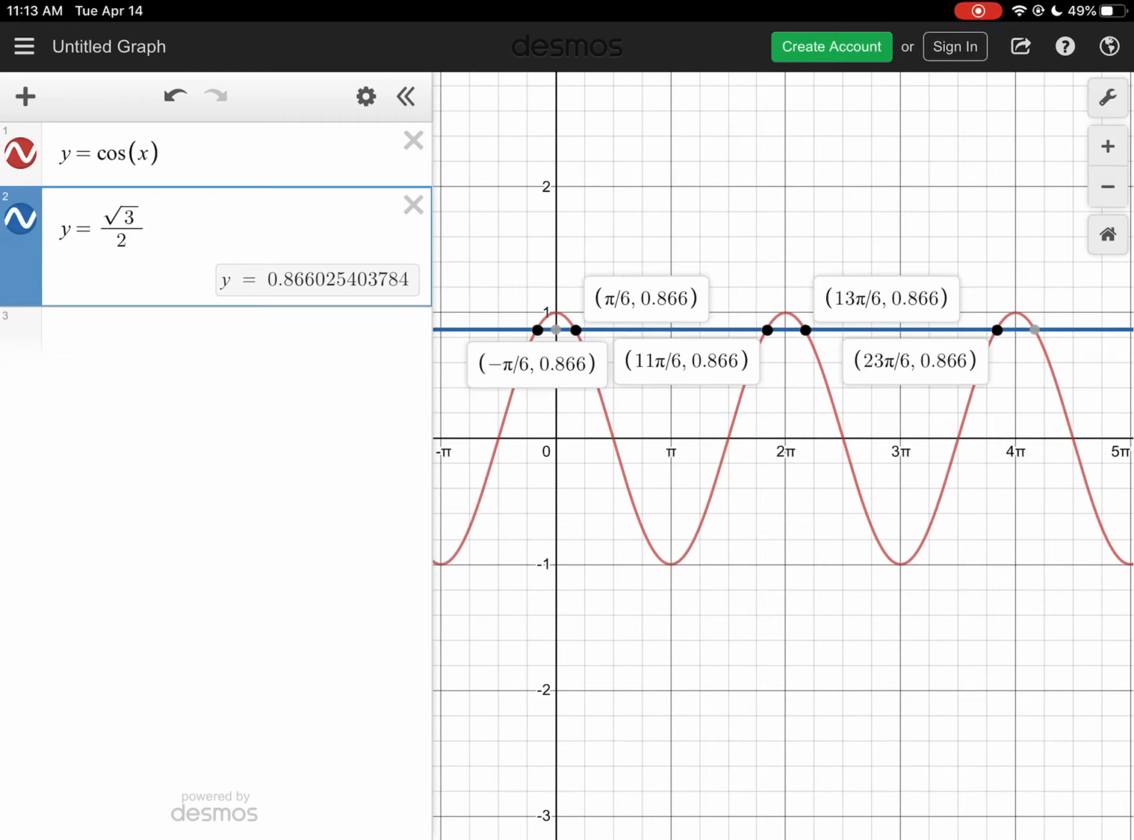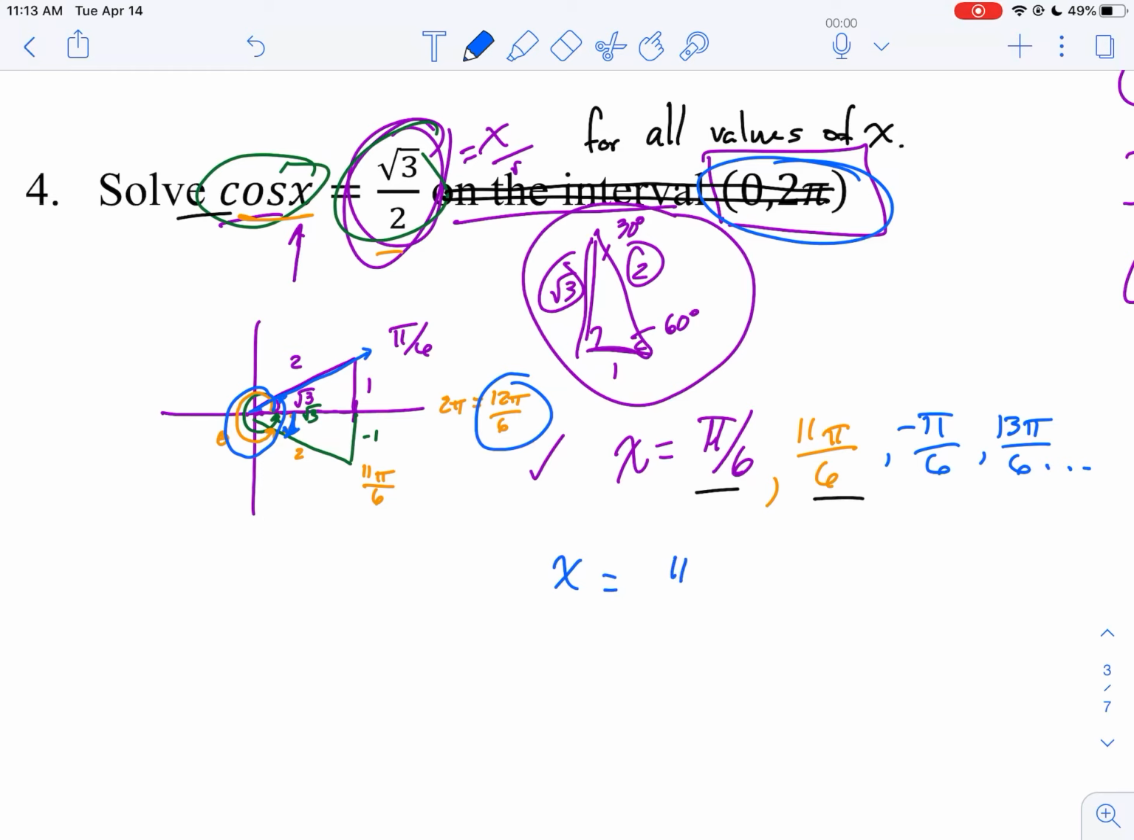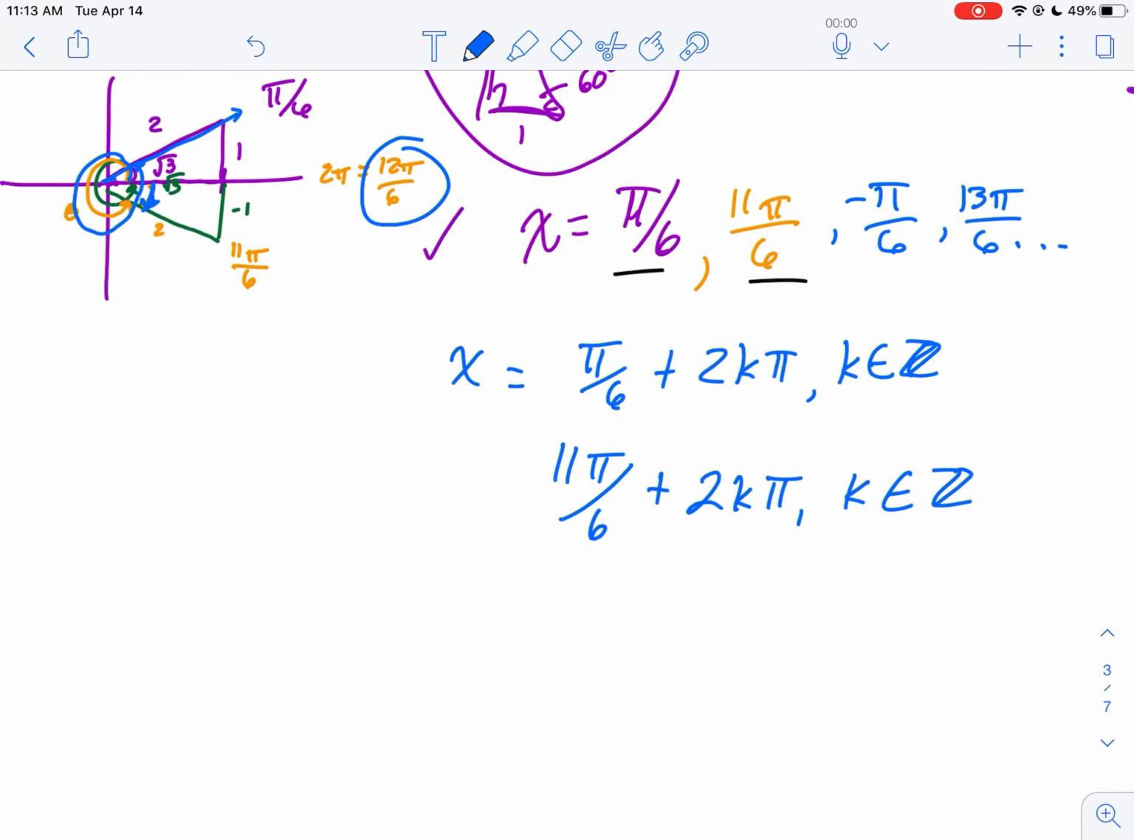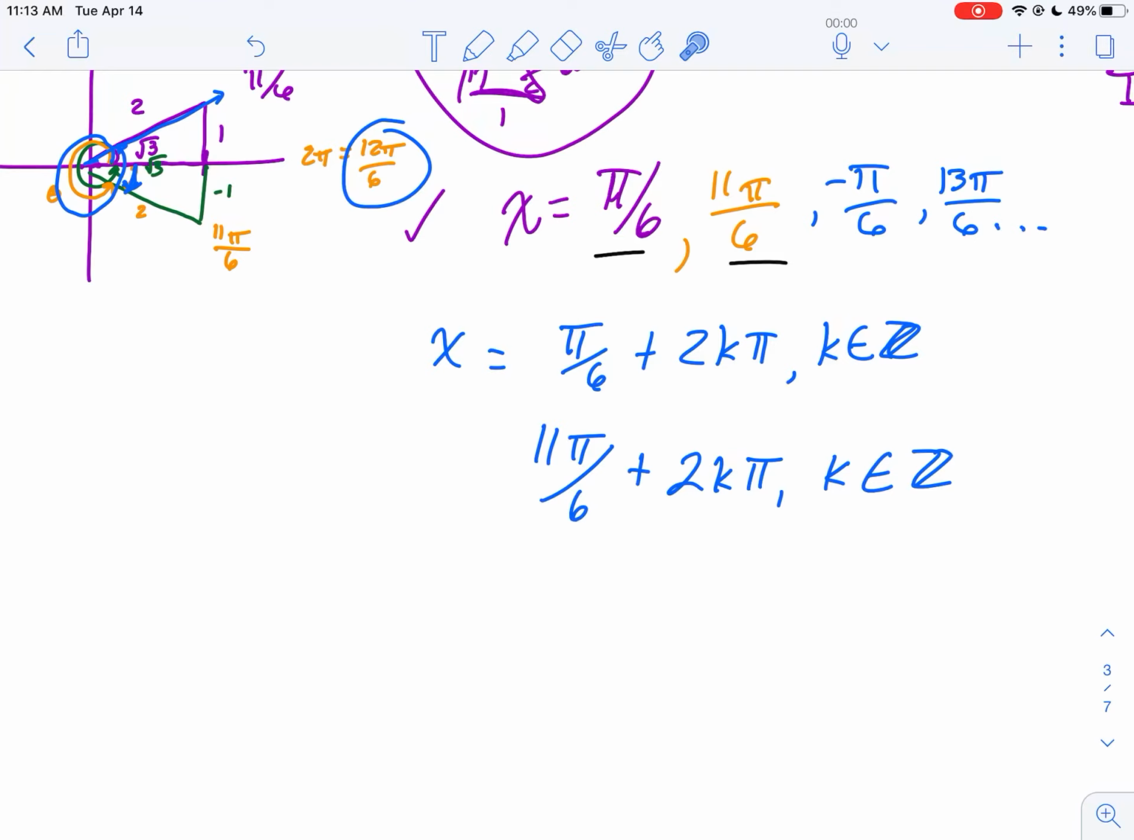Instead of just trying to write all of these out, what we're going to do is list typically the first two from 0 to 2 pi. We're going to say x equals pi over 6 and 11 pi over 6. And then we're going to write what at first seems like a complicated format. Let me explain it. Different language, huh?